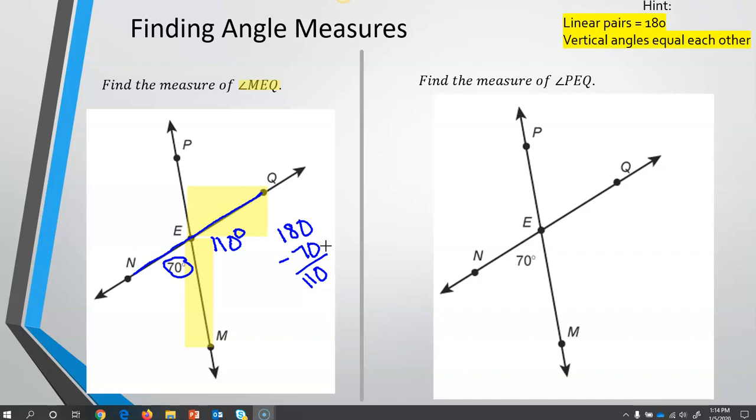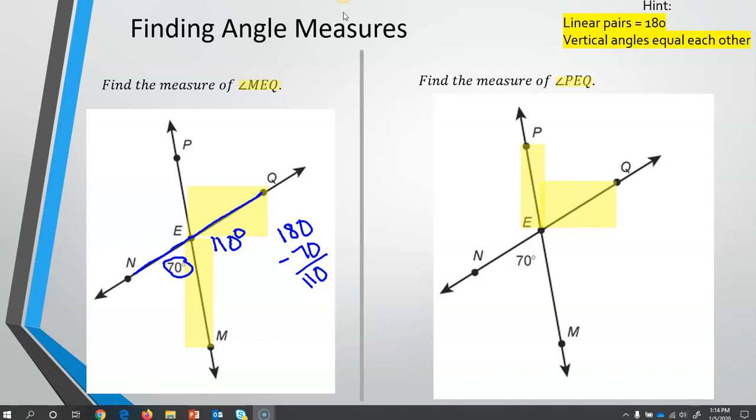Now, for the second problem, I'm going to use the same concept, but this time I'm going to find the measure of angle PEQ. Same thing: start with your diagram. Where is PEQ? Here's P to E to Q, so here's my PE and here's my E to Q.